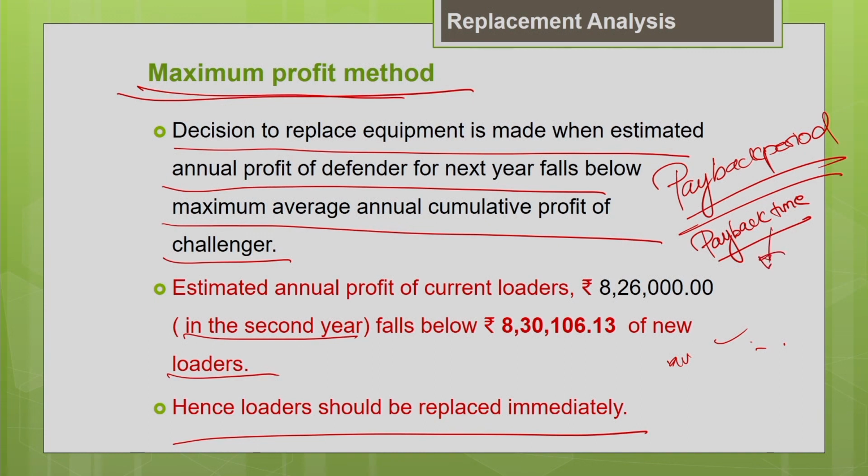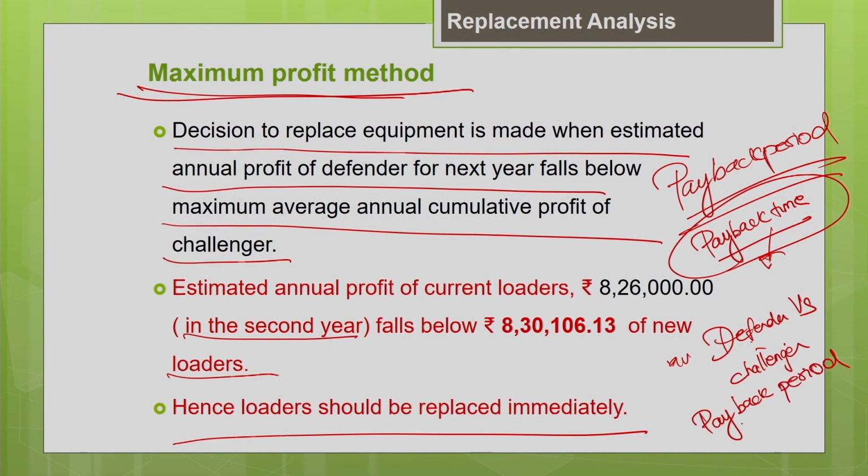So how much time is needed for the machine to recover the initial investment made in the machine by generating the profit? That is what we are finding in the payback period method, and we will compare the payback period value of the defender and the challenger. Whichever machine has a lower payback period, that means if you are able to recover the initial cost faster, that machine is suitable. That is how we compare based on the payback period method.